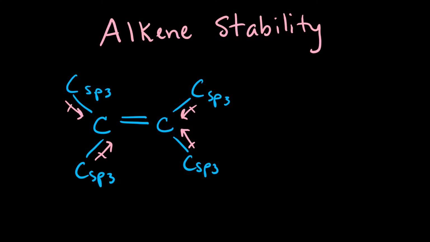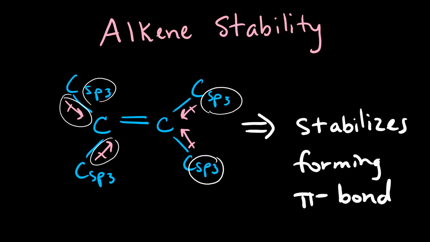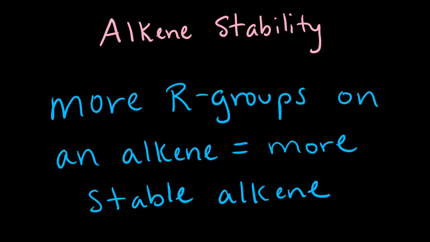Let's first talk a little bit about alkenes and their relative stability. What we want to note is that when you have more carbons on an alkene, particularly sp3 carbons, you get a little bit of an electron donating effect from these because of the difference in the %S character. And this electron donation actually stabilizes the forming pi bond. The bottom line for us is that more R groups on an alkene equals a more stable alkene.